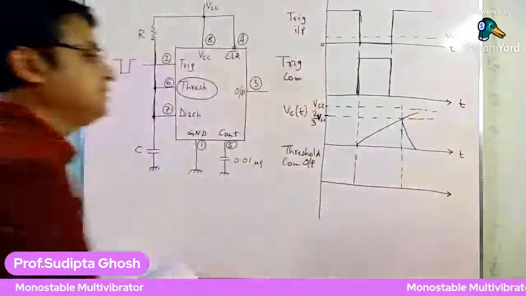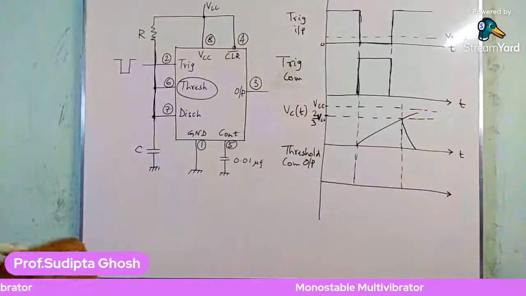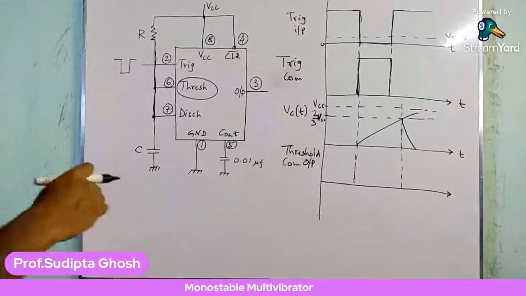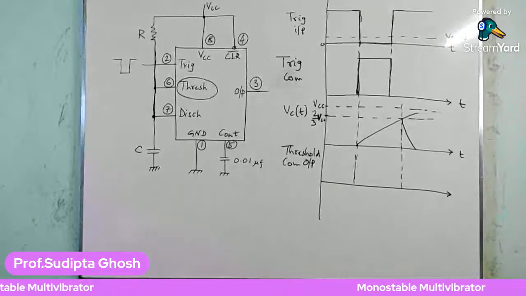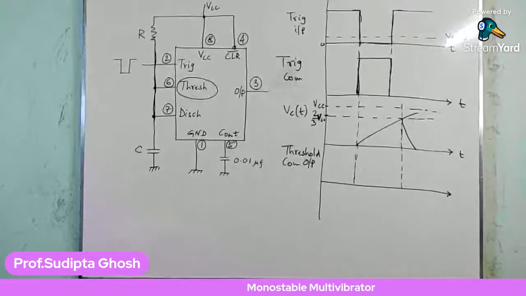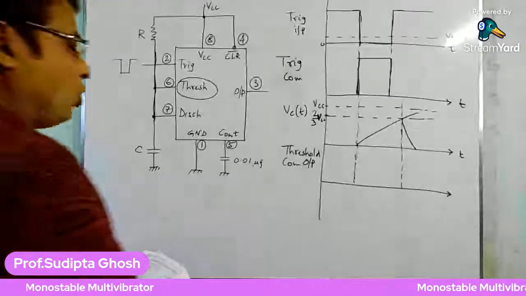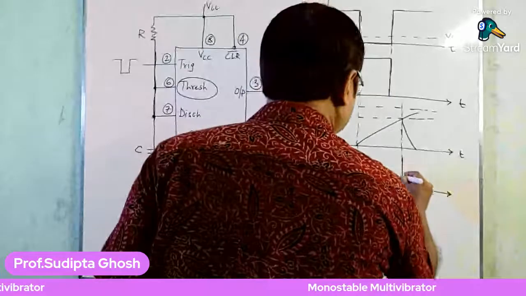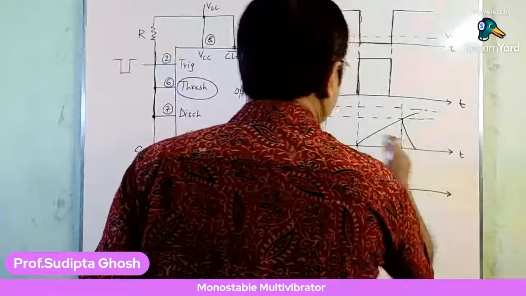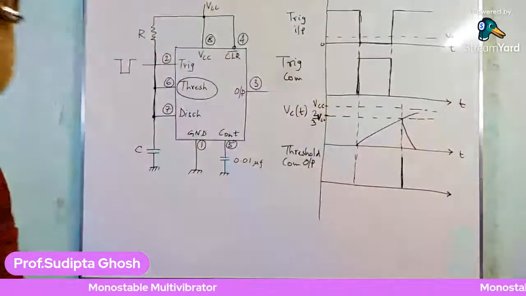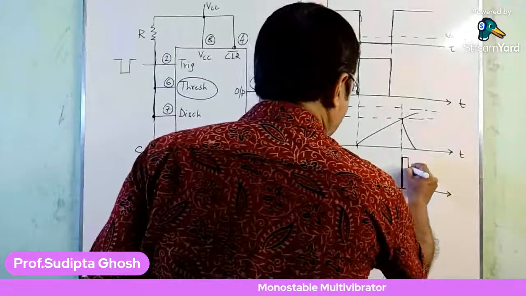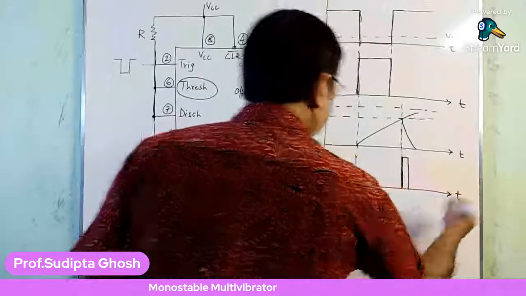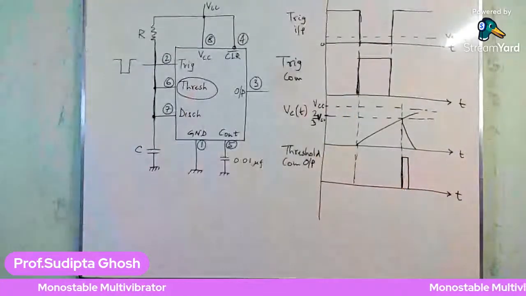Now, as the capacitor starts to discharge, as the capacitor goes from 2/3 VCC to 0, then the threshold comparator has a value high. So here the capacitor value crosses or touches the 2/3 VCC point, and then the threshold comparator goes to high.